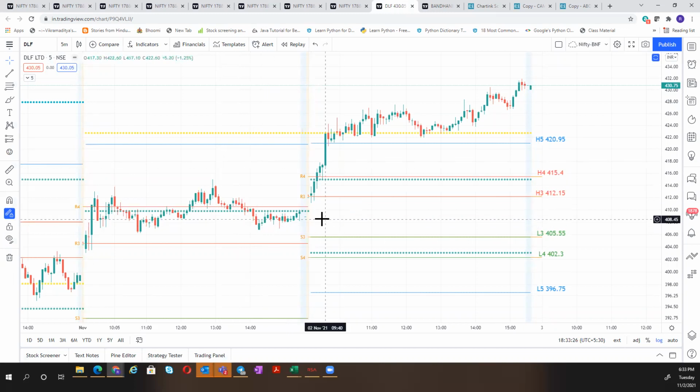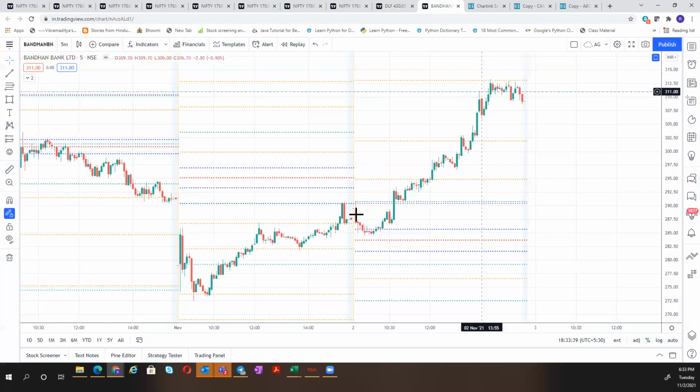So can you trade in between? No. If you trade here, your stop loss will be below this candle. If you trade here, your stop loss will be below. Likewise, in pivots, if you trade near CPR, okay, below this itself is your stop loss.